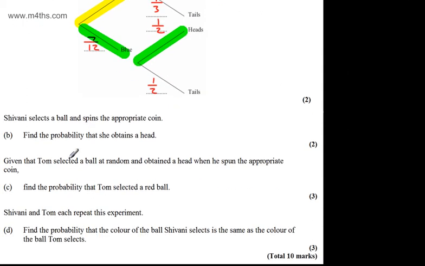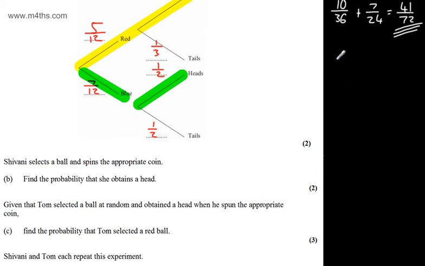It says, given that Tom selected a ball at random and obtained a head when he spun the appropriate coin, find the probability that Tom selected a red ball. So part C carries 3 marks. So what we're looking at here is the probability that he had a red ball given that he had the heads. So we can write this as the probability of red and a head divided by the probability of a head. We already have both these probabilities.